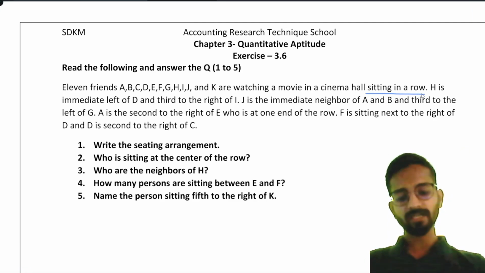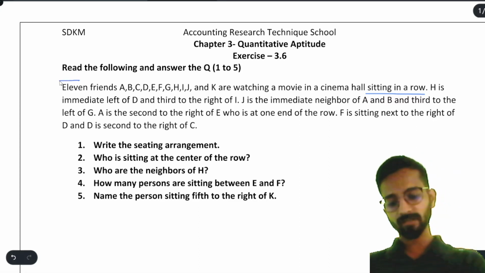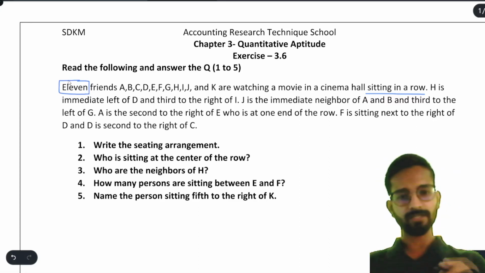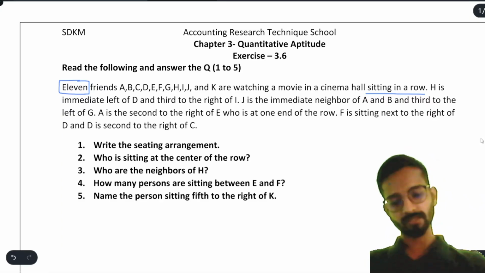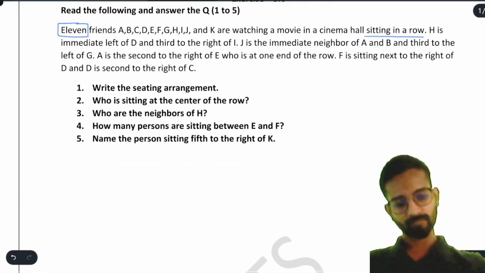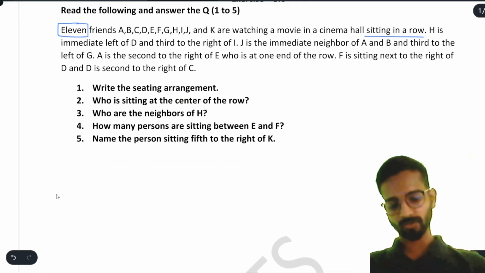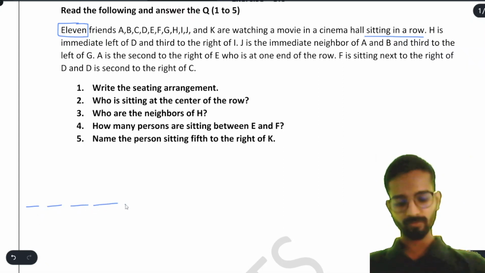H is immediate left of D. See, first thing is, there are totally how many people? There are 11 friends. Now, to sit for 11 friends, we need 11 seats. So, we can draw here 11 seats. It will be easy for us to understand: 1, 2, 3, 4, 5, 6, 7, 8, 9, 10, 11.